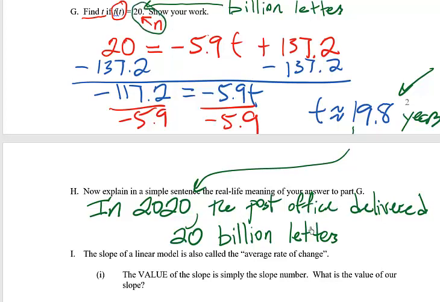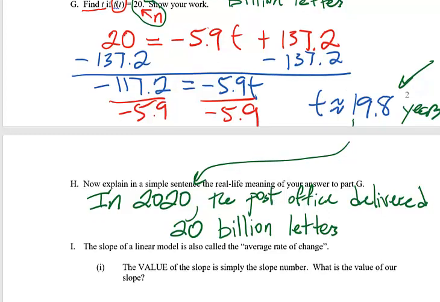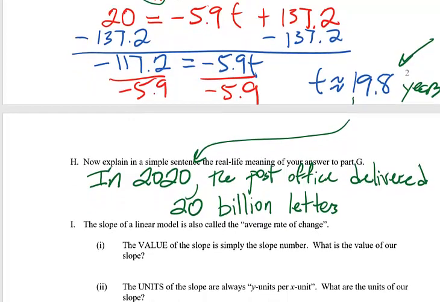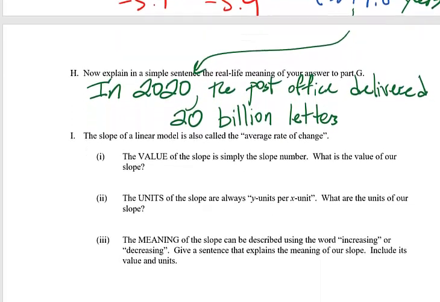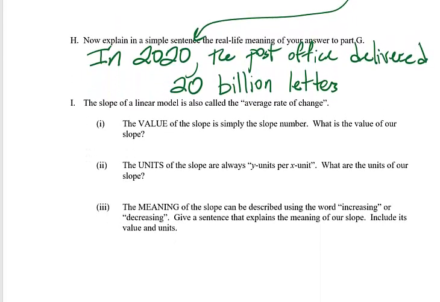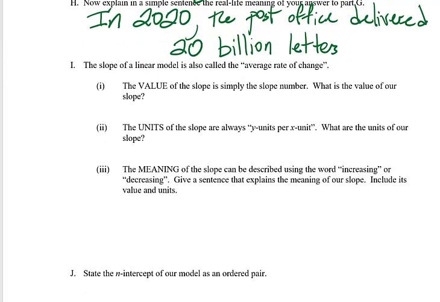Is this a true statement? Again, I have no idea. We're just saying that if those trends in that table continued, this would be the prediction that by 2020, the deliveries would be down to 20 billion letters. So we're using our model to answer questions, to make predictions. Let's go on now and talk about the actual numbers that are in the equation.